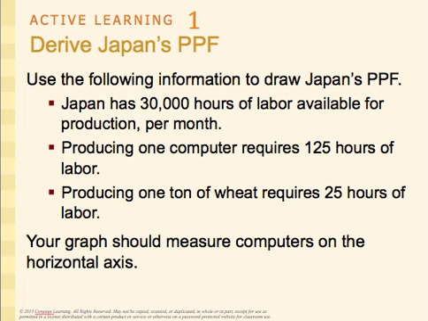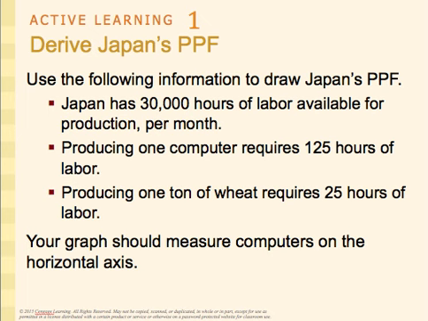So now let's derive Japan's production possibilities frontier using the following information. Japan has 30,000 hours of labor available for production per month, so they're in a little different situation than the U.S. Producing one computer requires 125 hours of labor, and producing 1 ton of wheat requires 25 hours of labor. So the hours are different than for the U.S.